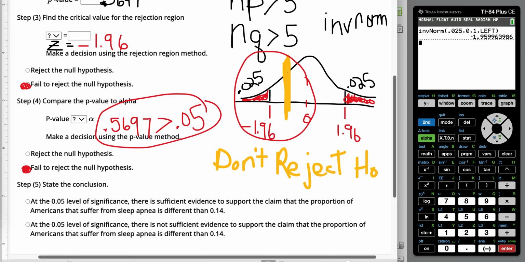Now, because we are not rejecting the null hypothesis, that means there is not enough evidence to support the alternative hypothesis. So we're looking for the statement that says there is not enough evidence to support that it's different than 0.14. That's this one here. There is not enough evidence to support the claim that the proportion of Americans who suffer from sleep apnea is different than 0.14. So we're going to choose this one here.